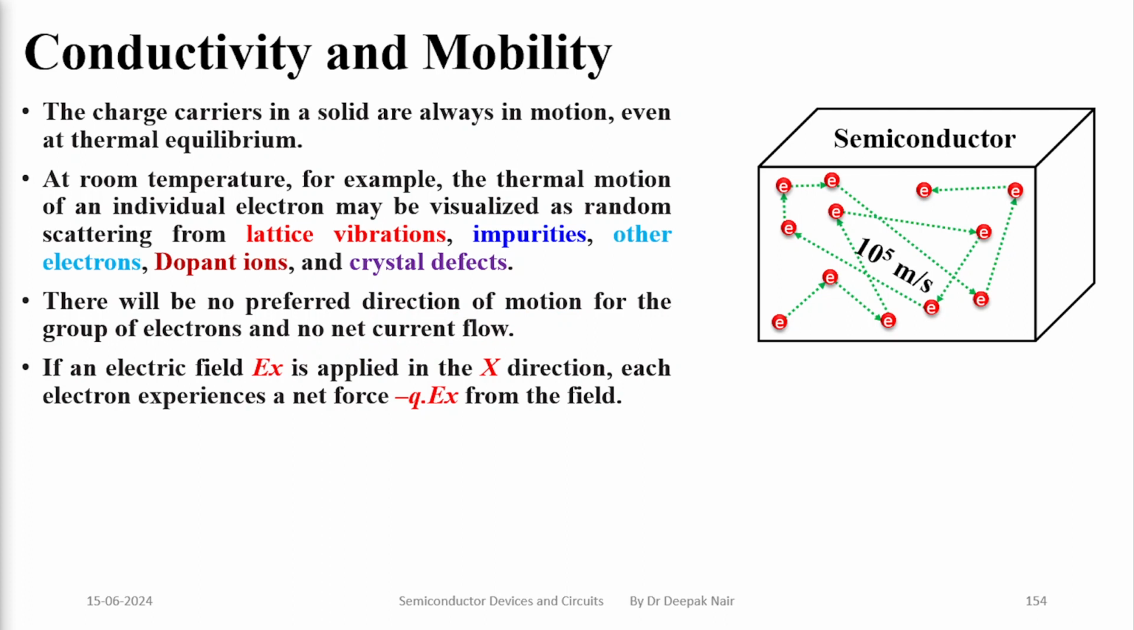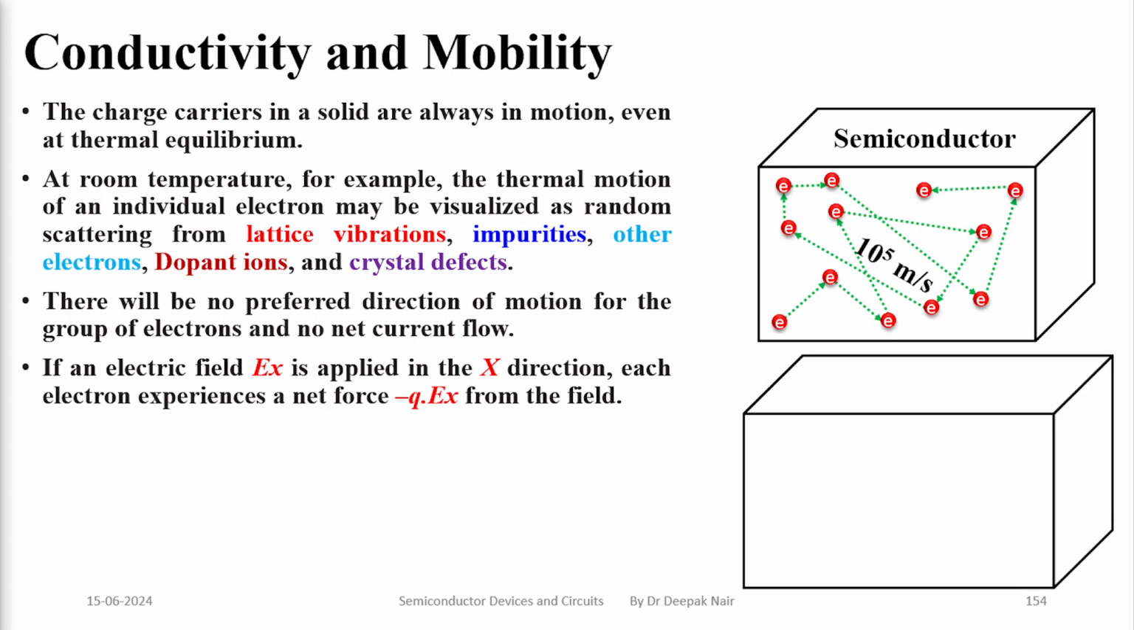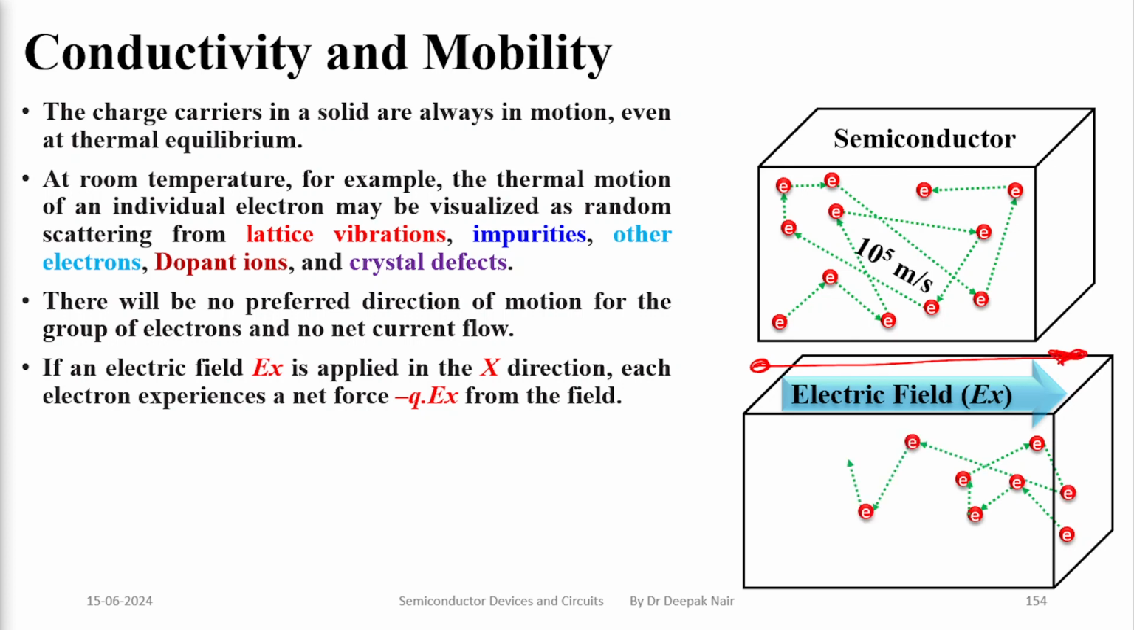So for that, suppose we apply an external electric field Ex in the direction x, then these electrons experience a net force which is equal to minus qEx. Let us visualize that. If we apply an electric field which is moving from left to right, then the electrons' net movement will be from right to left.